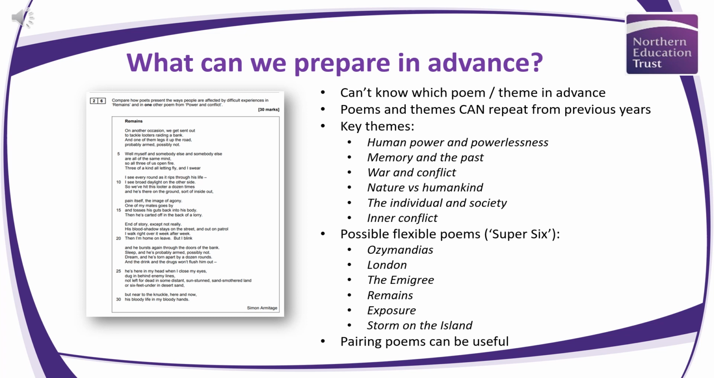Now, for the NET academies that I tend to work with, the recommended list of flexible poems, what we call the Super 6, would be Ozymandias, London, The Emigre, Remains, Exposure, and Storm on the Island. That's not to say that there aren't other really good and useful poems. So, for example, Kamikaze isn't on that list, and it's a really useful poem as well. But those ones do seem to cover most of the bases, lots of themes, lots of comparisons, and so on. And if for each of those poems I've got my 3 quotations from the start, the middle, and the end, I'm reasonably well set up.